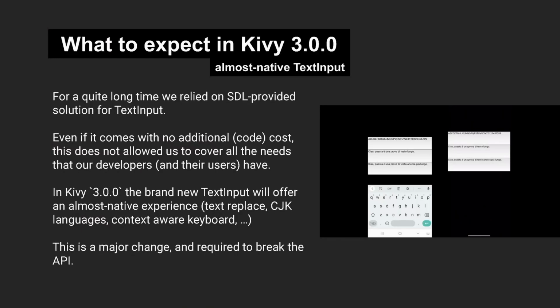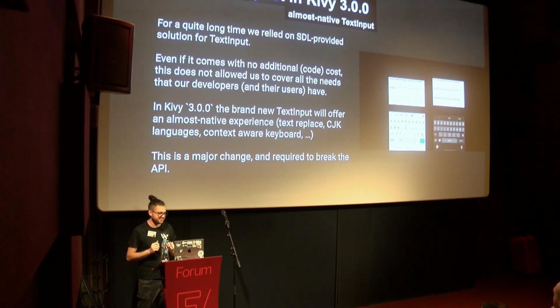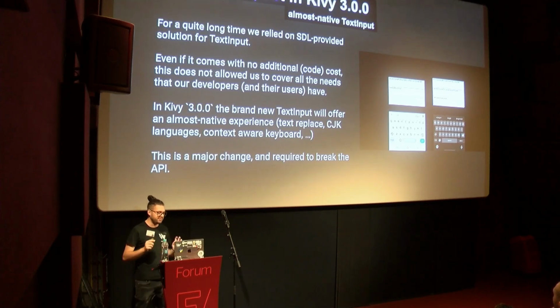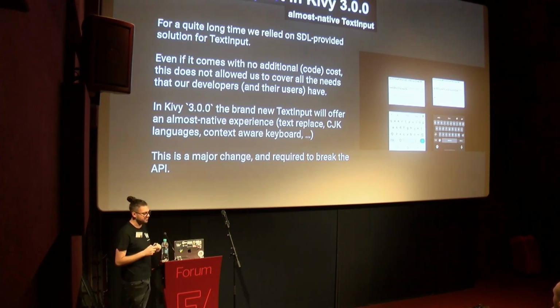Yeah, because for quite a long time we relied on SDL, which is one of our major dependencies, for the text input solution. But even if it comes at no additional code cost, it doesn't cover all the needs. So in Kivy 3.0.0, with a brand new text input, we'll offer a near-native experience, like text replacing, CJK languages, and a context-aware keyboard. This is a major change and required breaking the API.